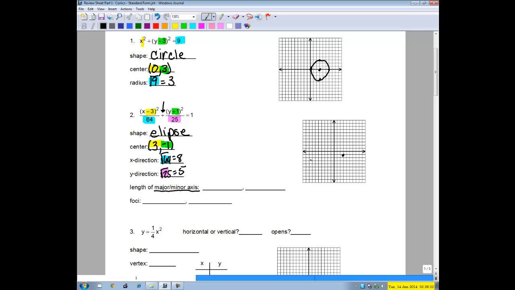Your x direction is how far you're going to go in the direction of the x-axis, which is left and right. So 8 to the right, 1, 2, 3, which in this case is actually a little off the graph, and 8 to the left. And then you're going to go 5 up and 5 down. Then you connect the dots to make your ellipse.